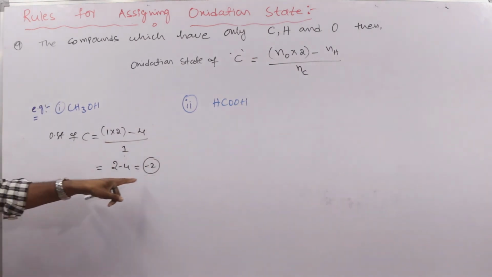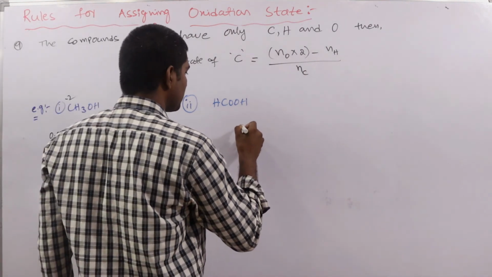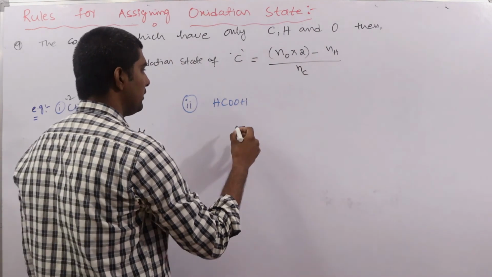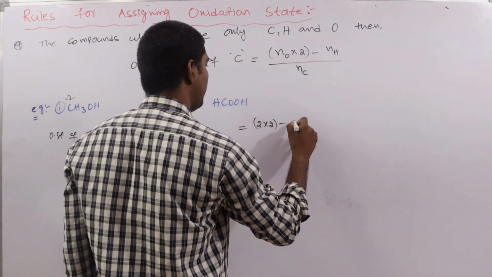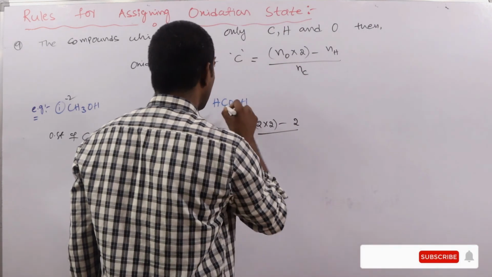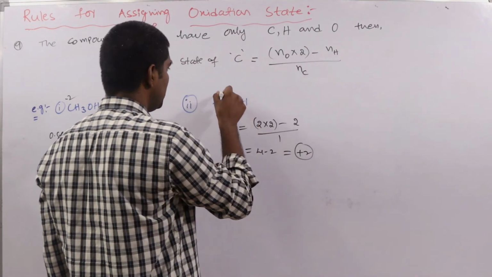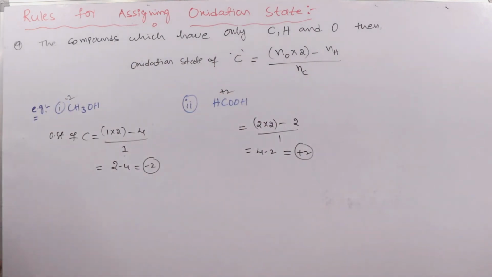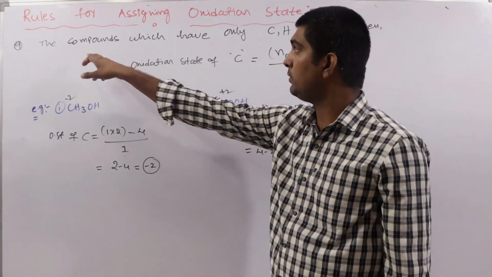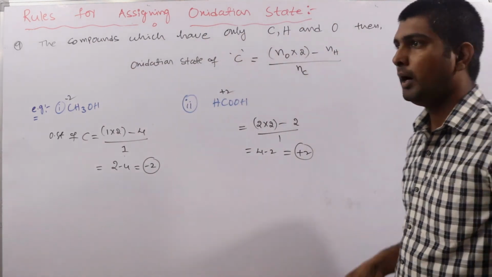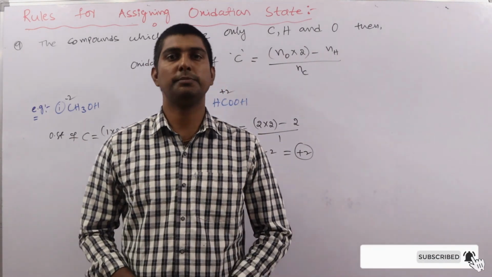So that is equal to 2 minus 4, that is equal to -2. So what is the oxidation state of carbon in this compound? -2. Next, in this one, the oxidation state of carbon is equal to number of oxygens 2 into 2 minus number of hydrogens 2 by number of carbons 1. So that is equal to 4 minus 2, that is +2. So what is the oxidation state of carbon here? +2. In this way we can calculate the oxidation state of carbon in molecules which have only carbon, hydrogen and oxygen. In the next lecture we discuss very important examples and special molecules.